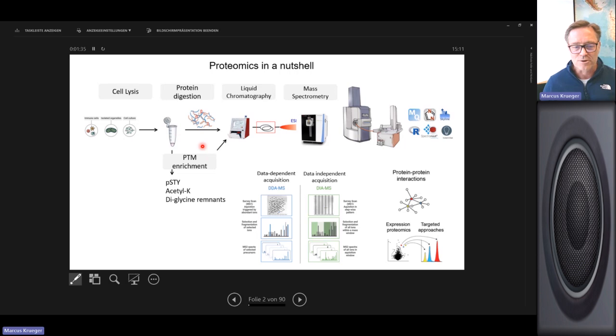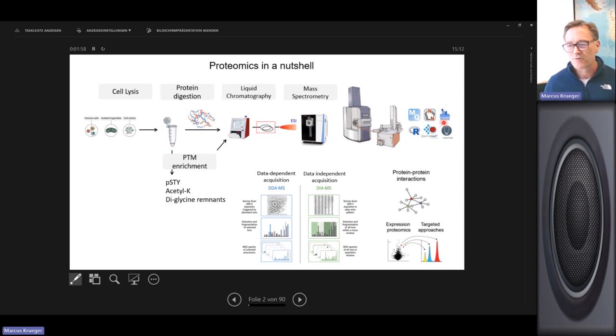Then we have the option to enrich post-translational modifications like phosphorylation, acetylation, diglycine remnants. It could be any modification or cellular compartment, whatever you like. And then we're using our LC-MS system, usually either the quadrupole Orbitrap instruments or the ion mobility instruments, to measure our peptides.